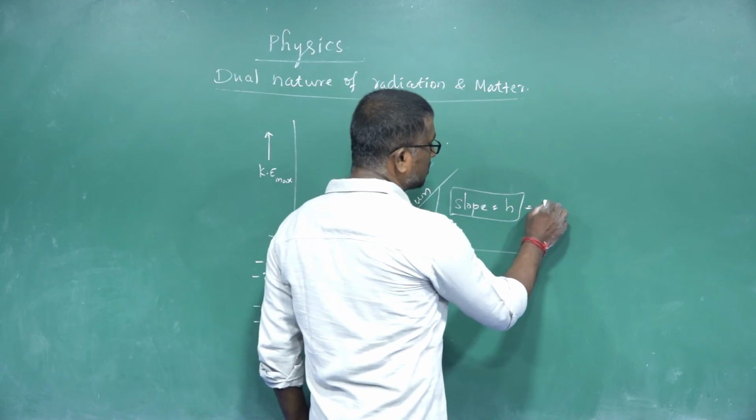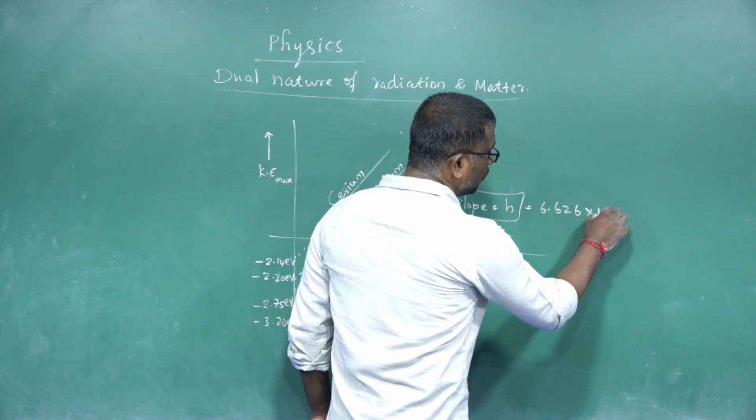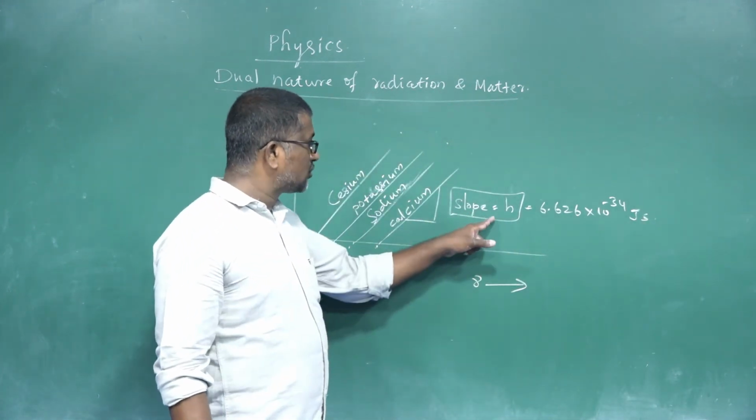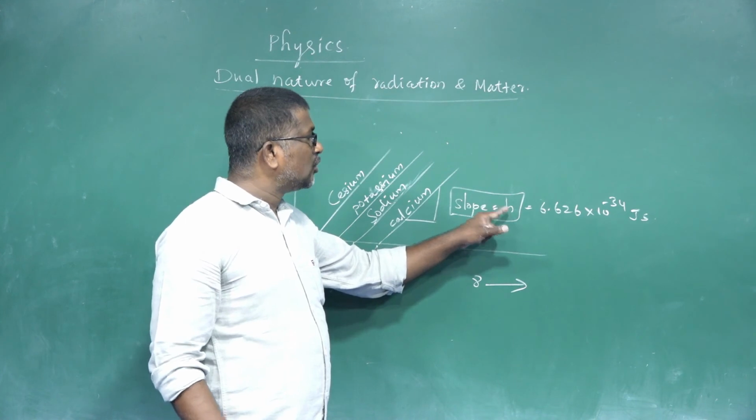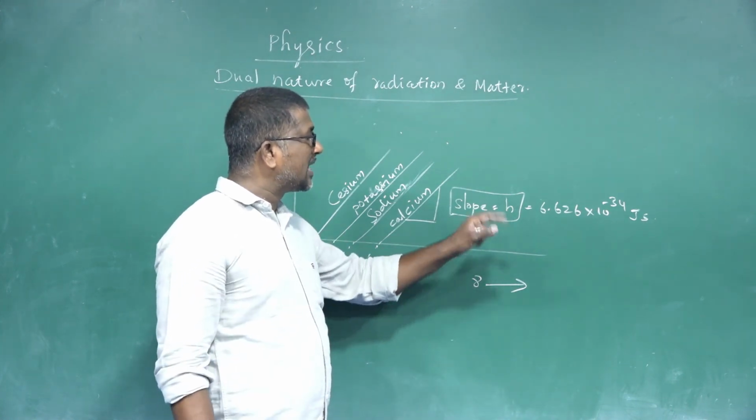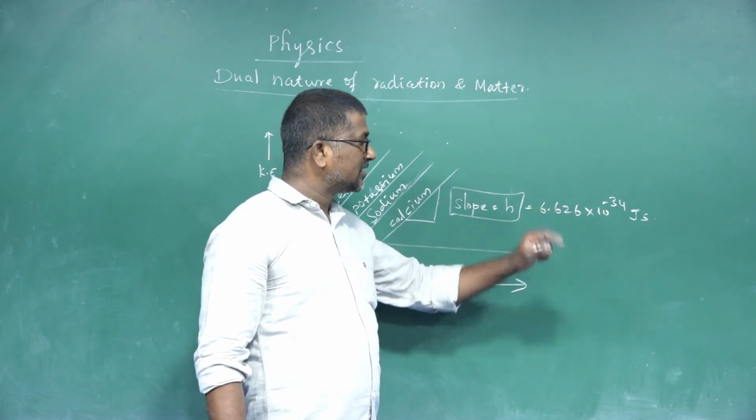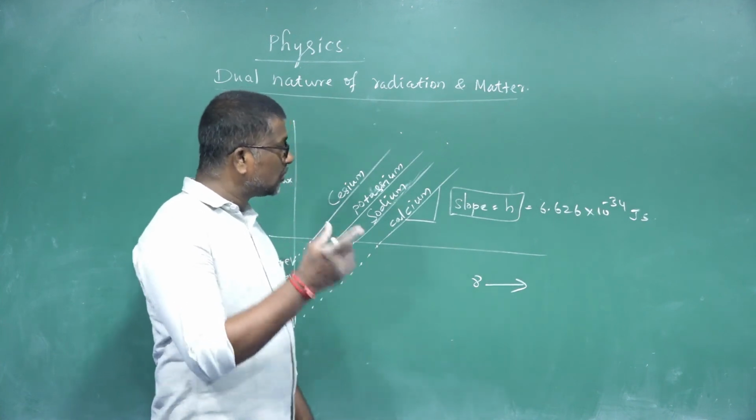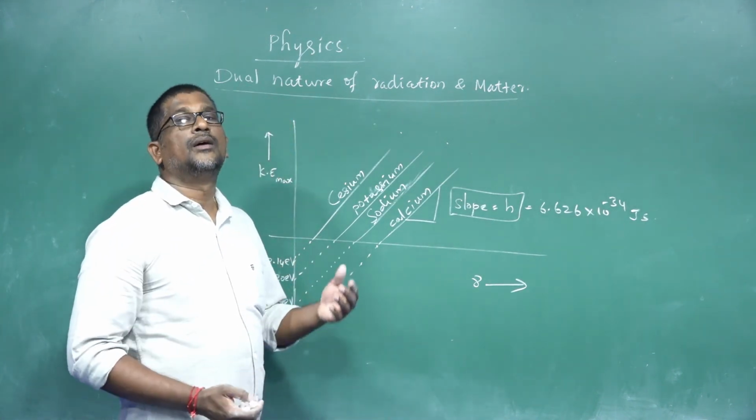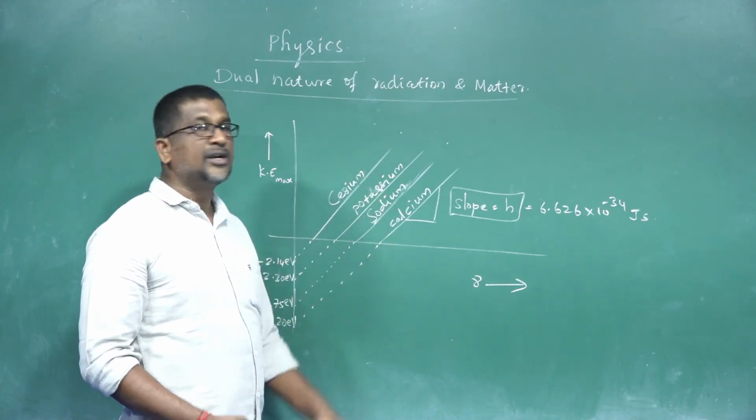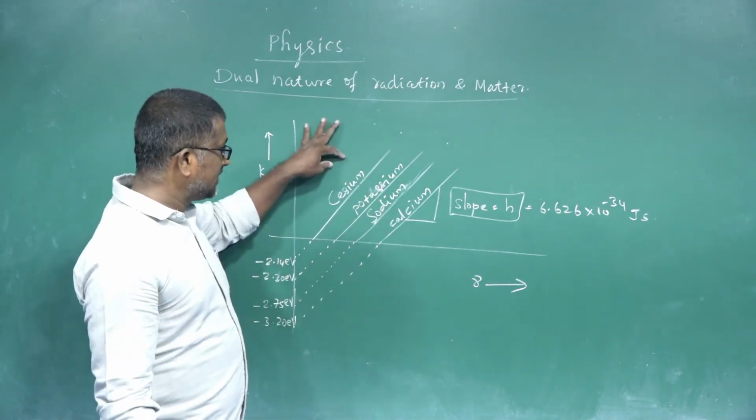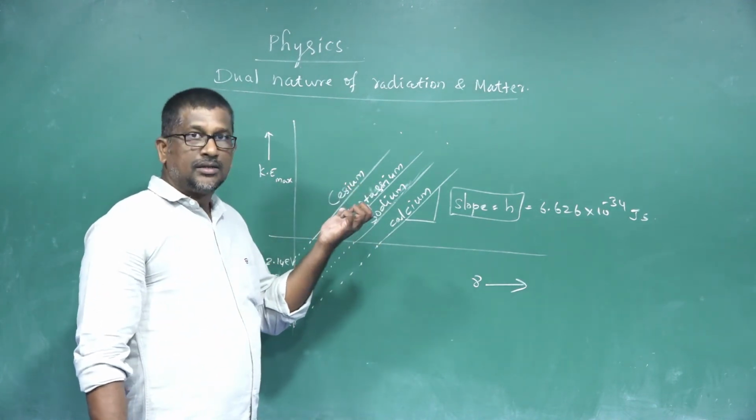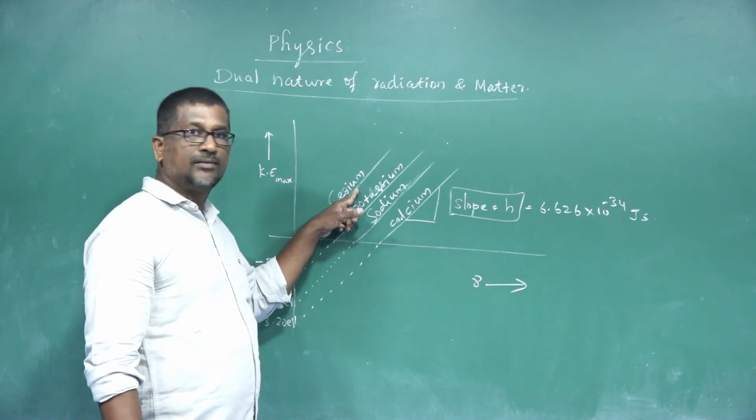The value of Planck's constant is 6.626 × 10^-34 joule second. Millikan also determined the value of Planck's constant. And Millikan also determined the photoelectric work function of different alkali metals, that is cesium, potassium, sodium and calcium, right? So Millikan measured the photoelectric work function of cesium metal experimentally.